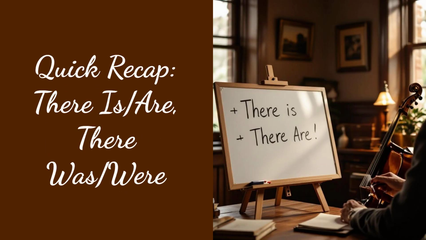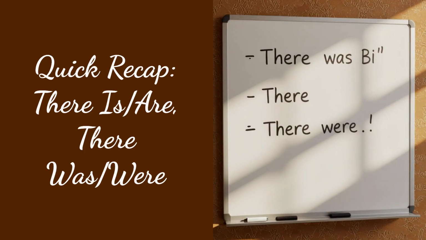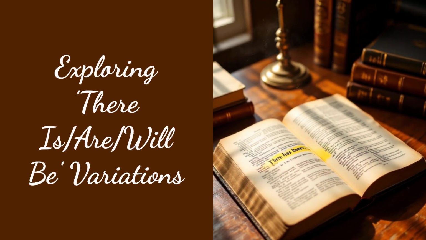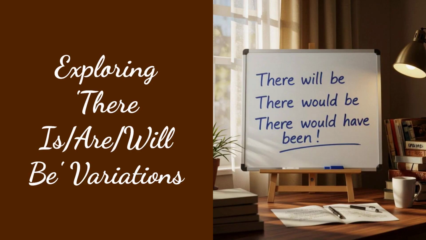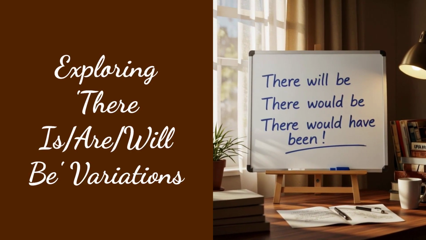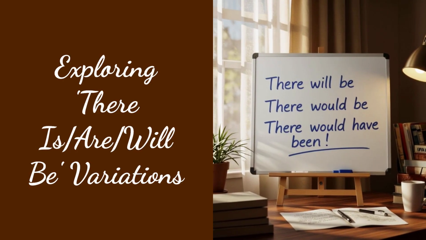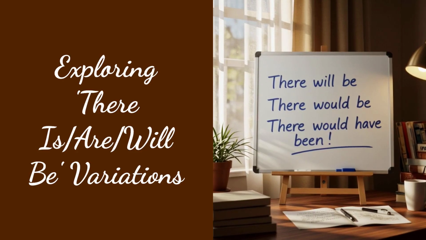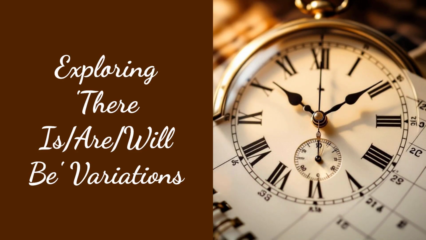We covered there is for singular present, there are for plural present, then there was for singular past, and there were for plural past. We also explored there has been for singular perfect, and there have been for plural perfect. Finally, we discussed there will be for the future, there would be for present or future hypotheticals, and there would have been for past hypotheticals. Each phrase serves a distinct purpose in describing existence across different times.